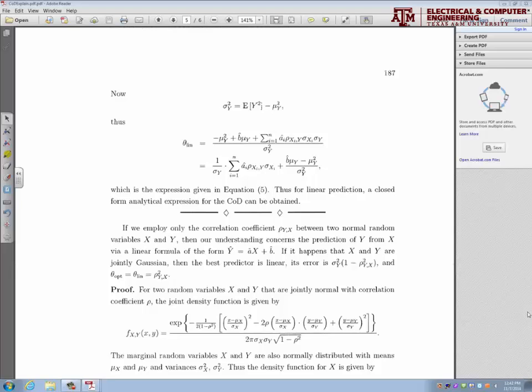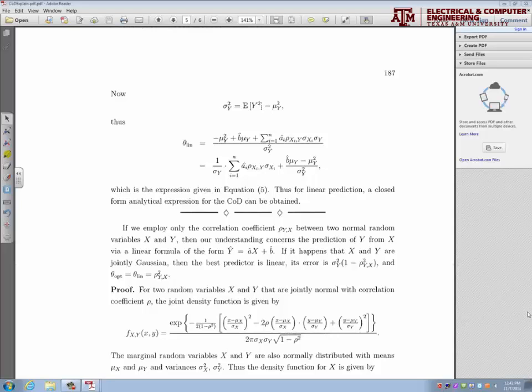Now, I also want to cover a special case. If you have two random variables that are jointly Gaussian, then special things are going to happen. So if we employ only the correlation coefficient, rho yx, between the two normal random variables, x and y, then our understanding concerns the prediction of y from x. You'll observe one of the random variables, you want to estimate the other one, and you're going to use a linear formula of the form y hat equals a hat x plus b hat.